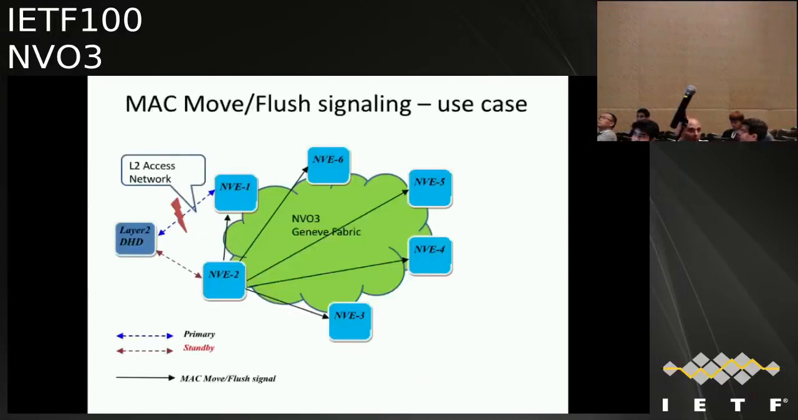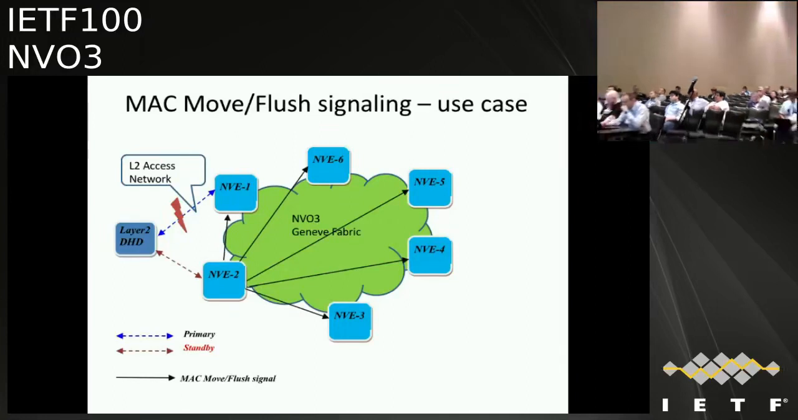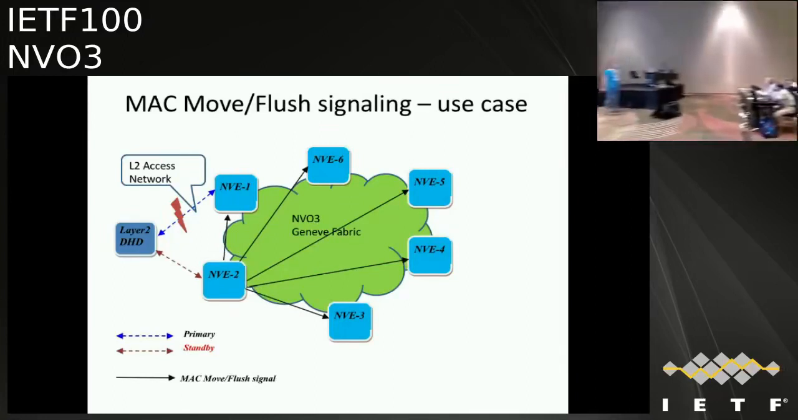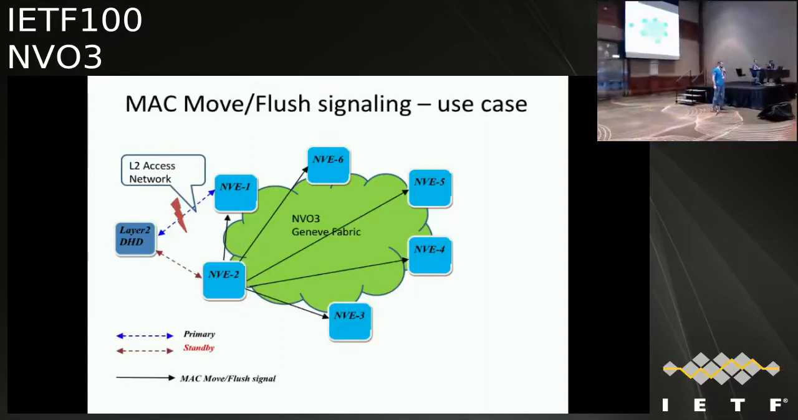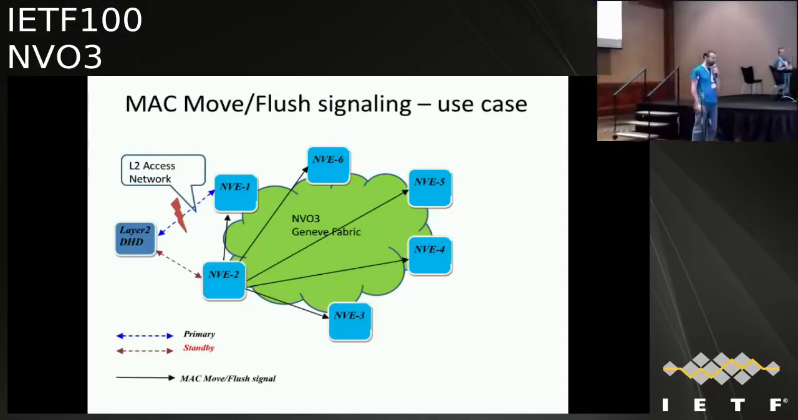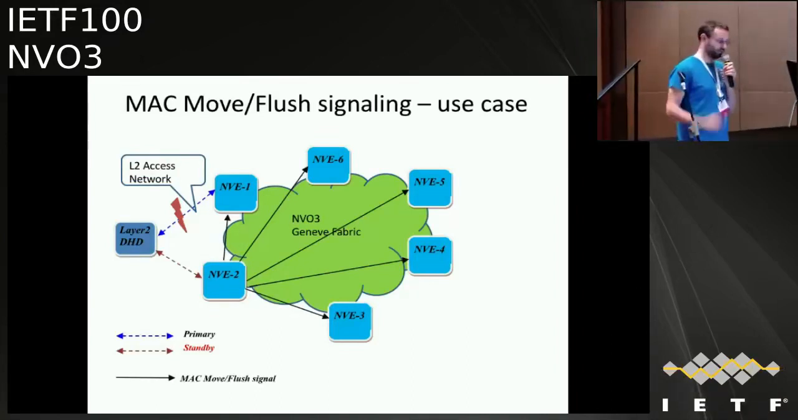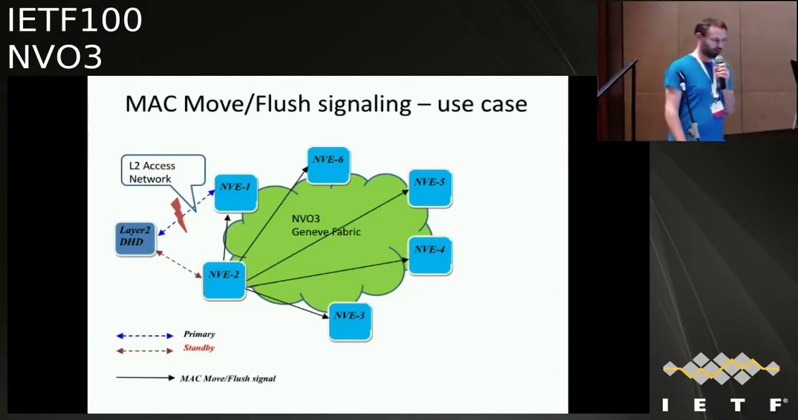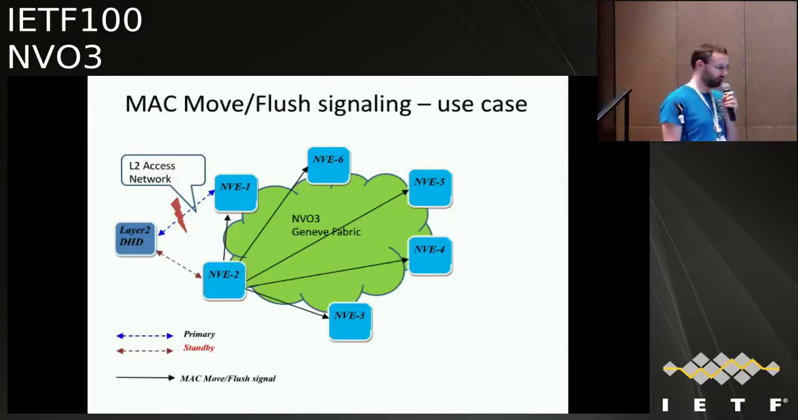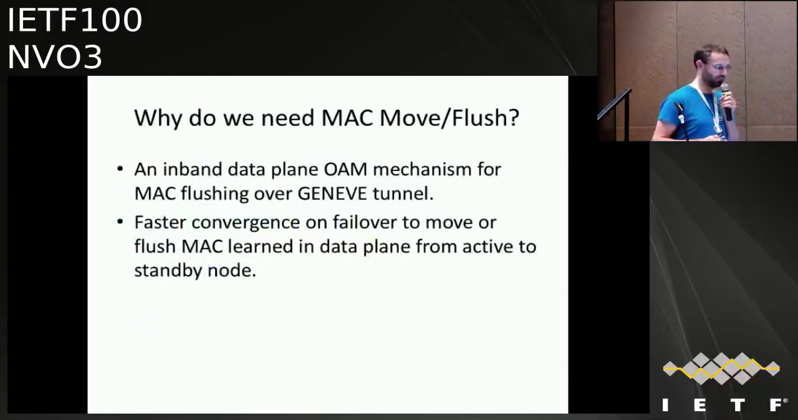So I will present MAC move flush signaling over Geneve. What is the use case first? We've got two edges that are connected to an L2 access network, and those two Geneve edges are working in active-standby mode to avoid loops in the L2 access network. In case of failure of the primary node, we want to signal very quickly to the rest of the Geneve fabric how to reach the L2 access network. This is the use case for this draft.